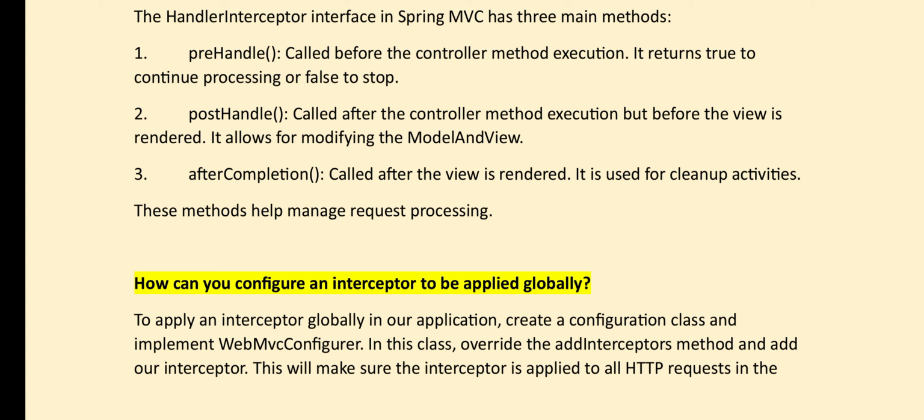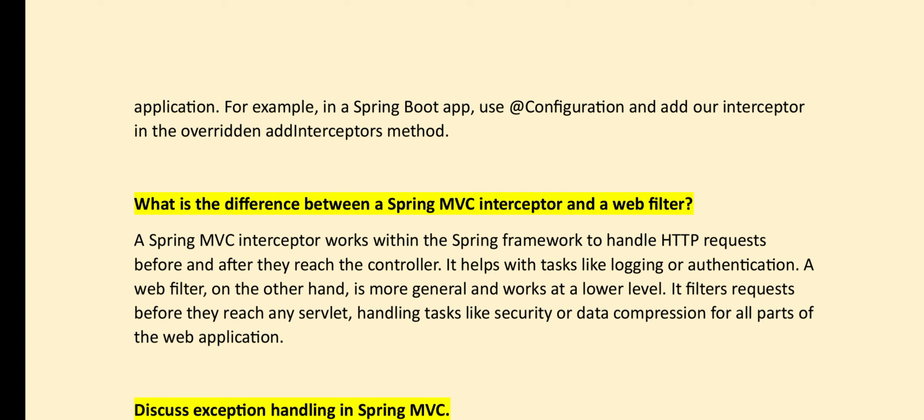How can you configure an interceptor to be applied globally? To apply an interceptor globally in our application, create a configuration class and implement WebMvcConfigurer. In this class, override the addInterceptors method and add our interceptors. This will make sure the interceptor is applied to all the HTTP requests in the application. For example, in a Spring Boot app, use @Configuration and add our interceptors in the overridden addInterceptors method.